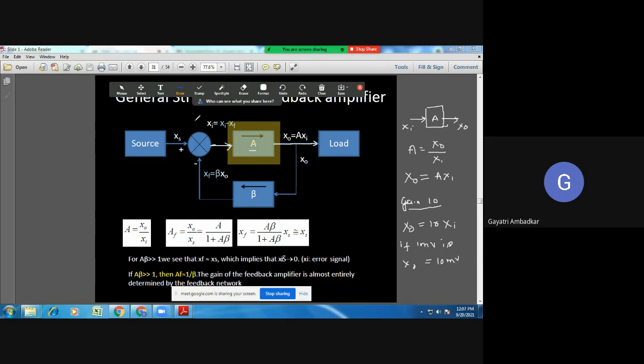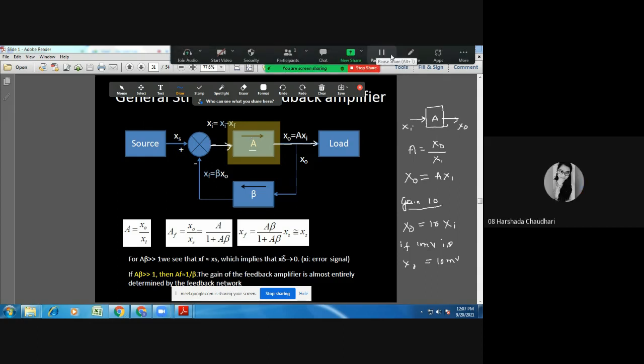I am talking only about this block, without feedback. I am considering only this block A. I am giving Xi at the input and getting XO at the output. Forget about what Xi minus Xf is. Forget it. Have you understood this? Yes, ma'am. Everybody? Okay.